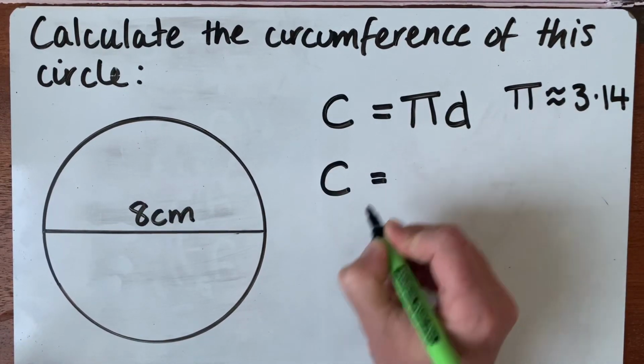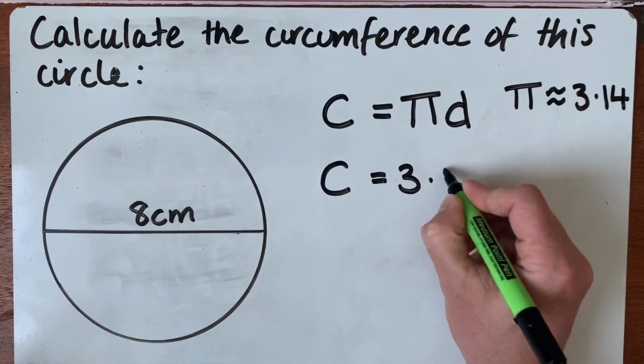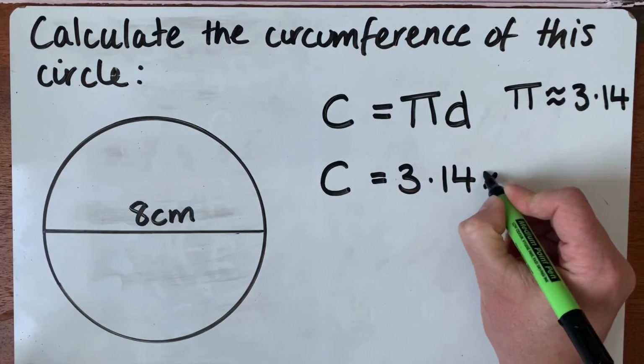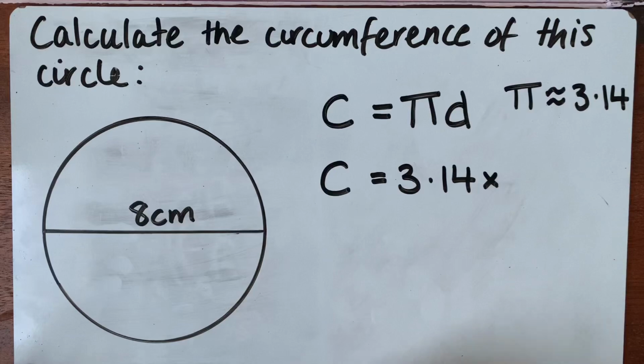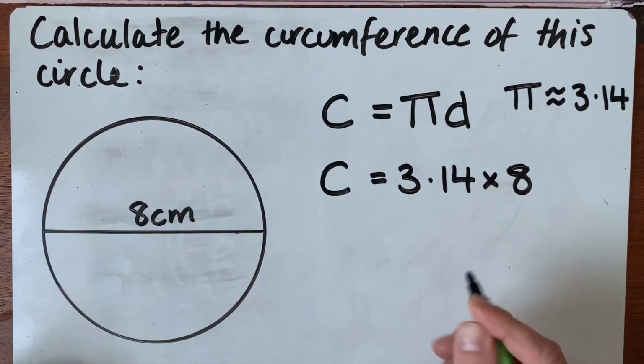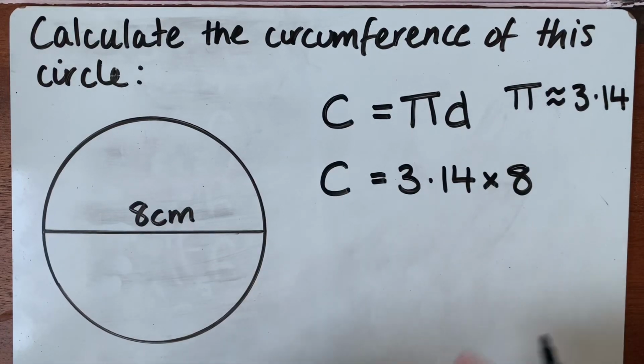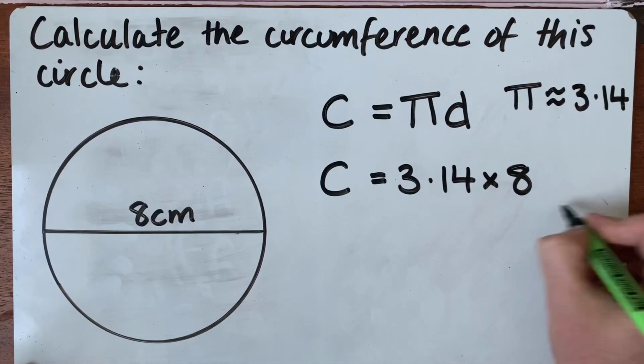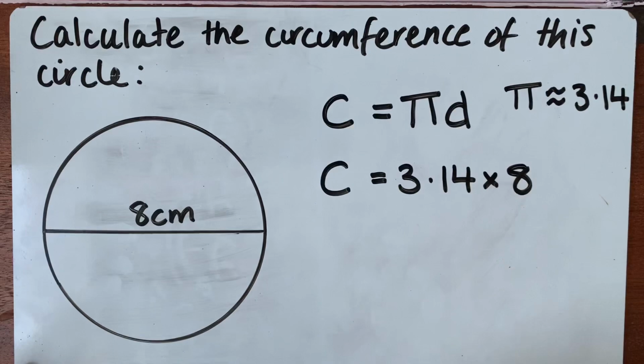Then the circumference is equal to pi in terms of its number form, multiplied, and I'm going to put that multiplication symbol in now, because if I don't and I just write 8 afterwards, it looks like 3.148. So now I do need the multiplication sign in there. You don't need any units at this point as long as we put the units in at the end. So now we're going to do our calculation.